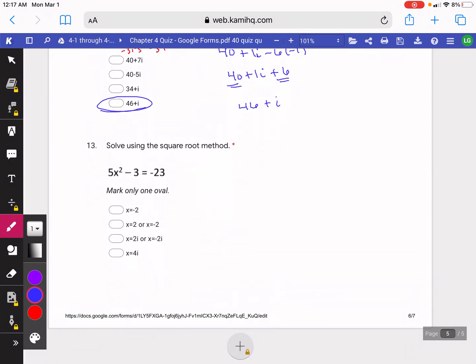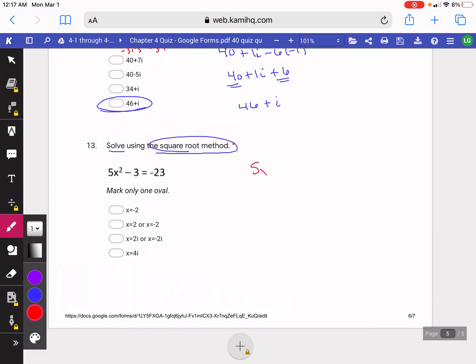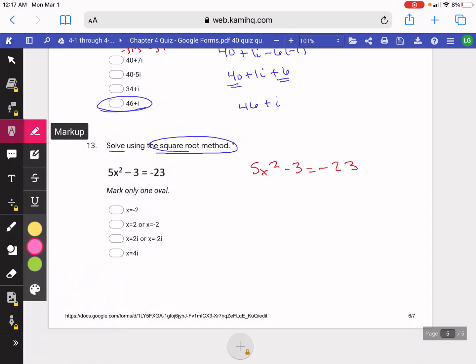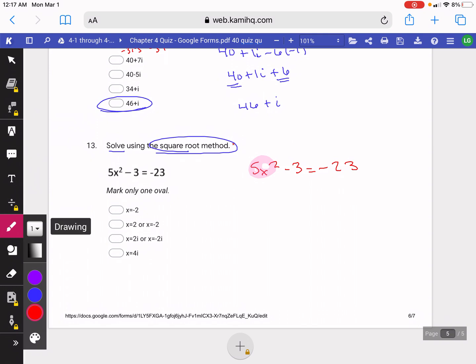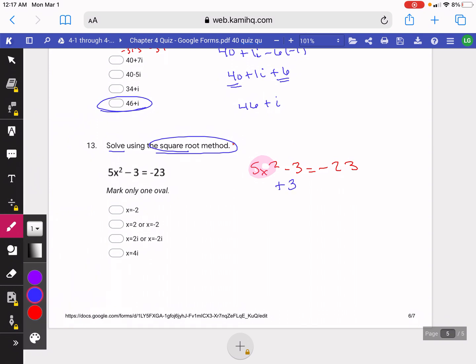This last question is telling us to solve using the square root method. So when you solve using the square root method, your goal is to first get your x squared by itself. So right now I need to get rid of that -3. I'm going to do +3 to both sides. Next, I'll divide by 5. So I get x squared equals -4.